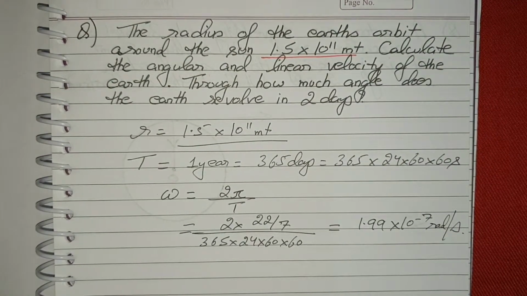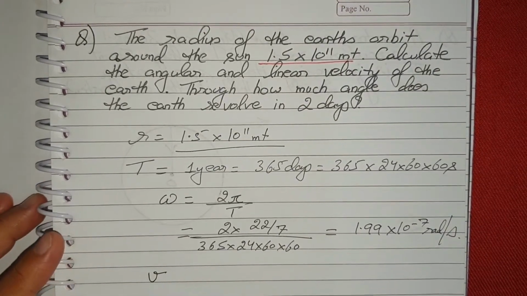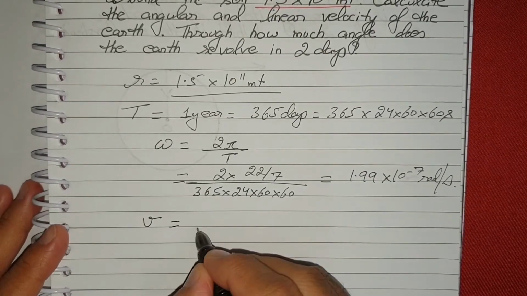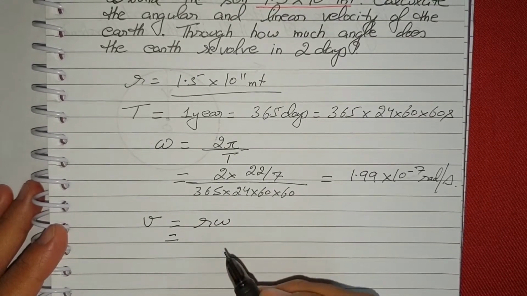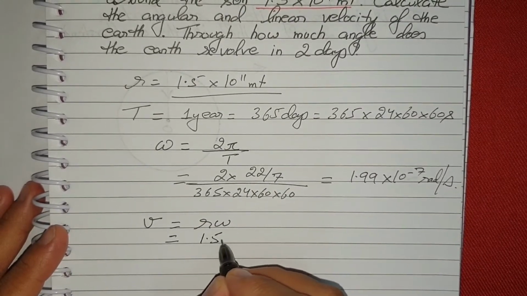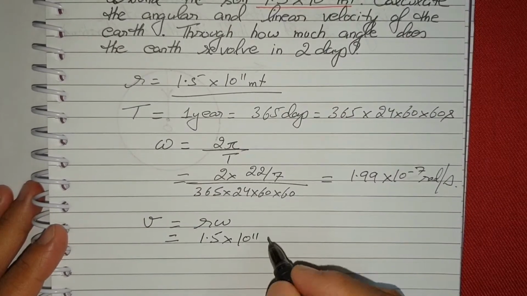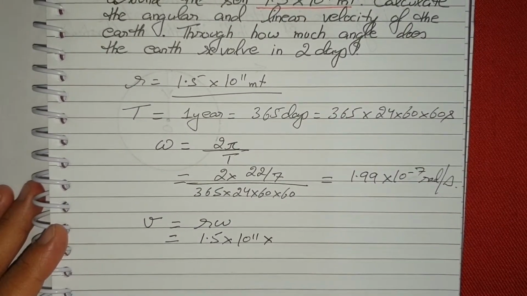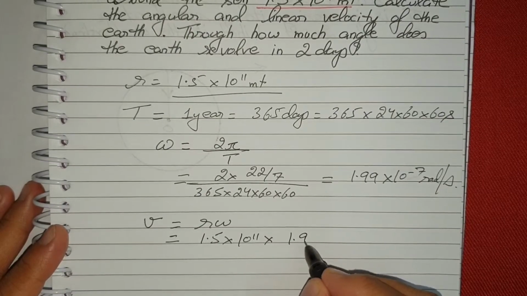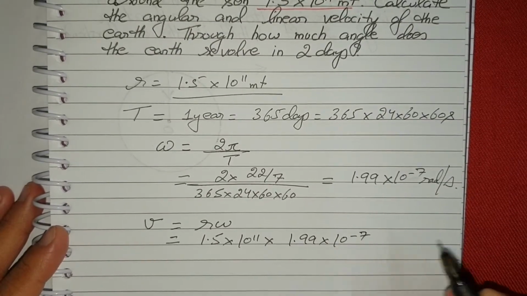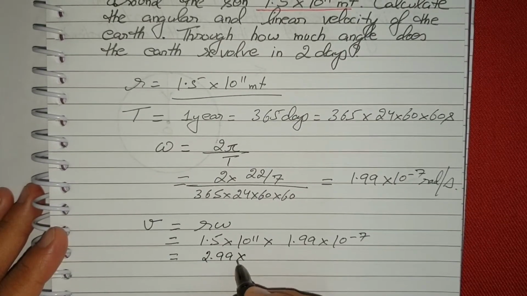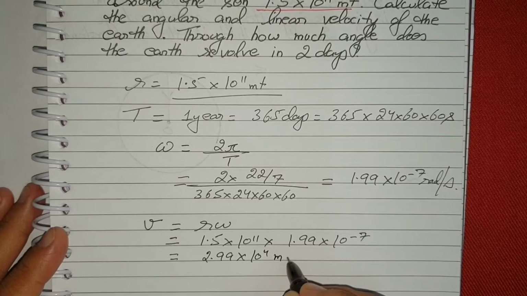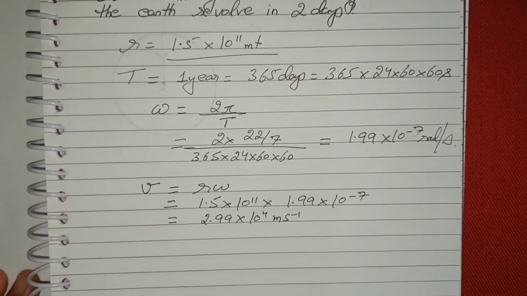Now we have to find the linear velocity. We know the relation between linear velocity and angular velocity: v equals r omega, or omega into r. So the radius is 1.5 × 10^11 into what is omega? Omega we have calculated 1.99 × 10^-7. So this is equal to 2.99 × 10^4 meter per second. This will be the linear velocity.